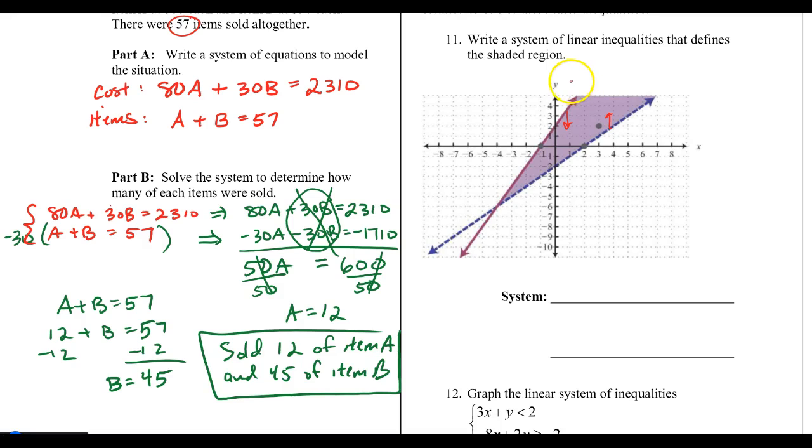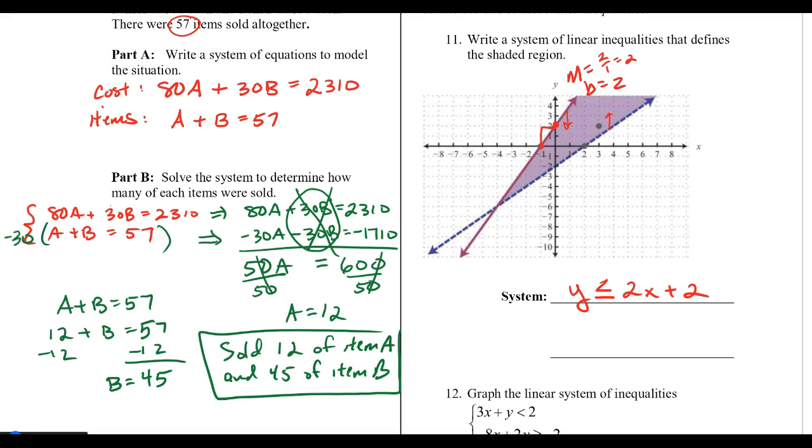So for the red one, I have a slope and a y-intercept. My y-intercept appears to be at 2, and my slope, if I start down here, I go up 1, 2 over 1. So that's a slope of 2 over 1, which is 2. So we have an inequality of y is less than, because we're shaded below it, and it's less than or equal because it's solid, 2x plus 2.